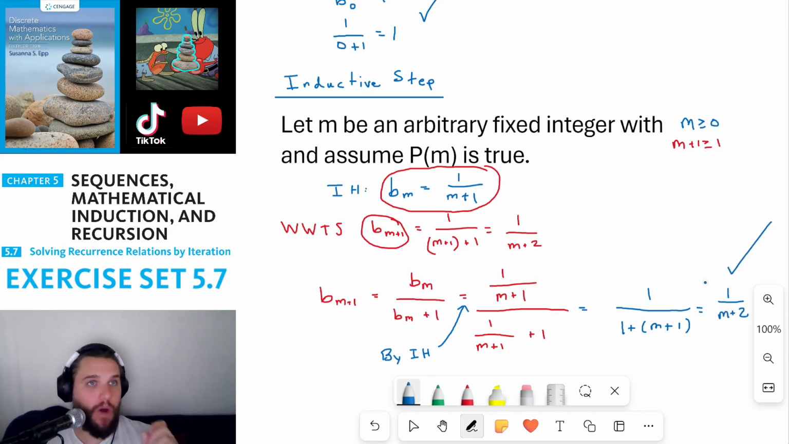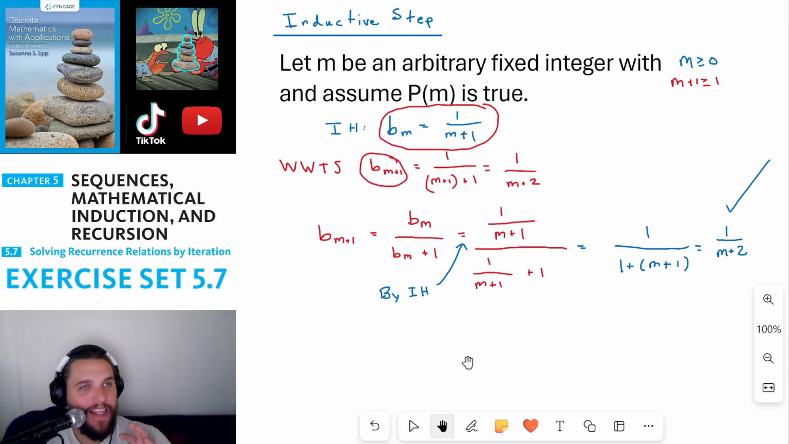And that's what we wanted to show. We wanted to show that b sub m plus 1 equals 1 over m plus 2. And that means that P of m plus 1 is true. And that means that P of k is true for all integers k greater than or equal to 0 by mathematical induction.